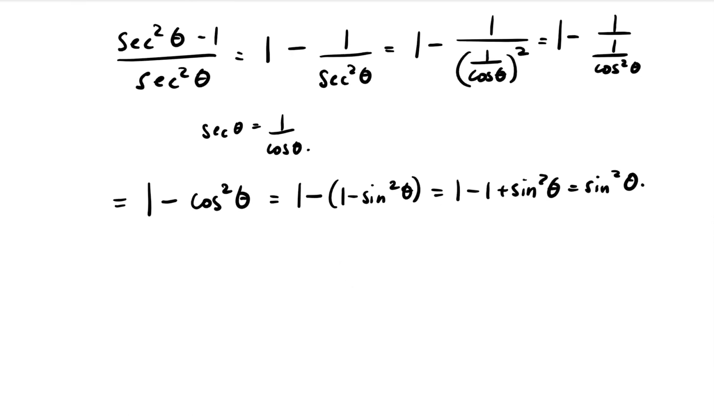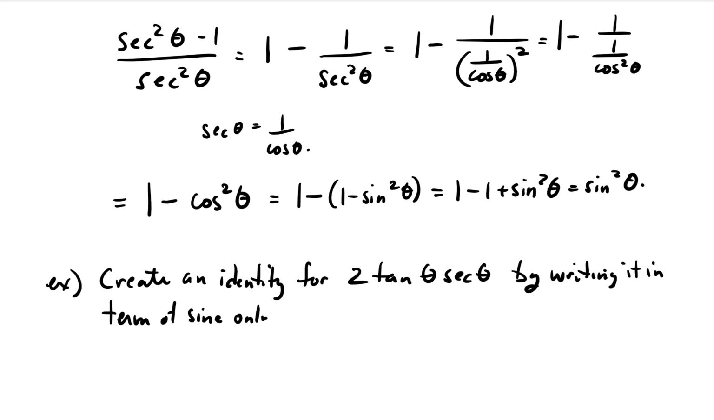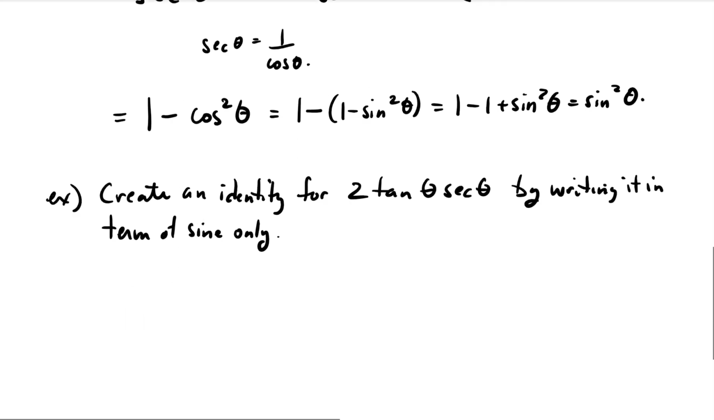Okay, let's try another one. Here we're going to create an identity for 2 tangent theta secant theta by writing it in terms of sine only. Okay, so we started with this, and our objective is just to write that using sine.